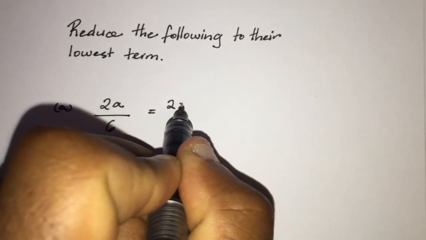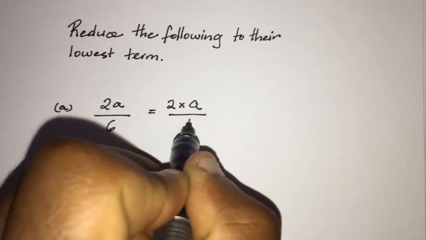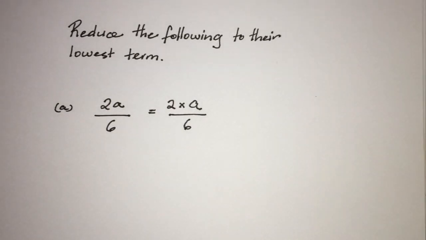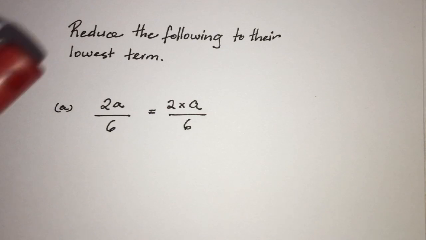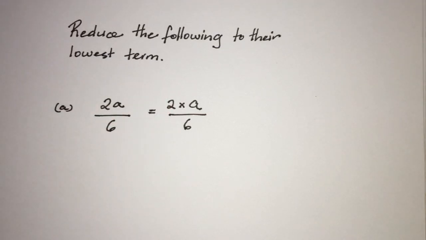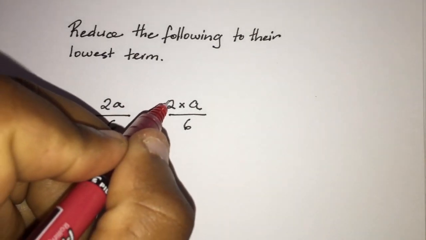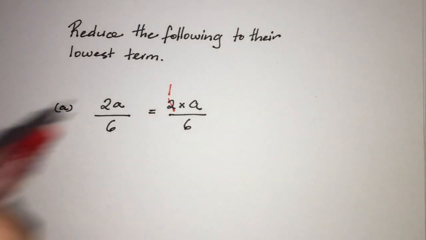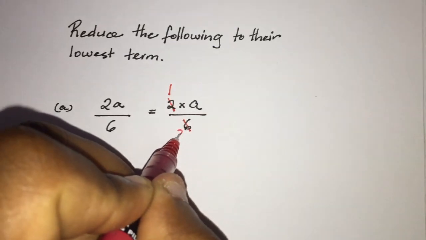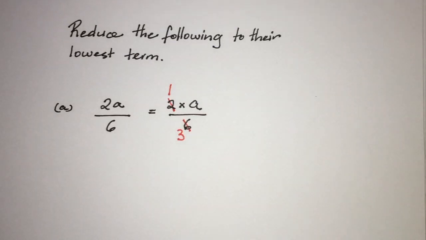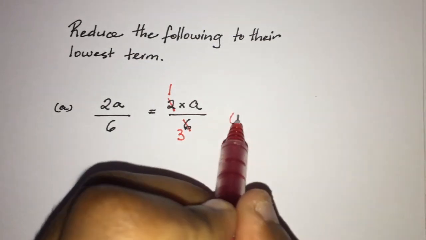So it becomes 2 times a all over 6. Now I need to look for a number that can go into 2 and into 6 without leaving a remainder. I know that 2 can do that. So 2 into 2 goes 1 time and 2 into 6 goes 3 times. Notice whatever I divided by at the top is the same number divided by in the denominator. So 2 would have been the highest common factor.